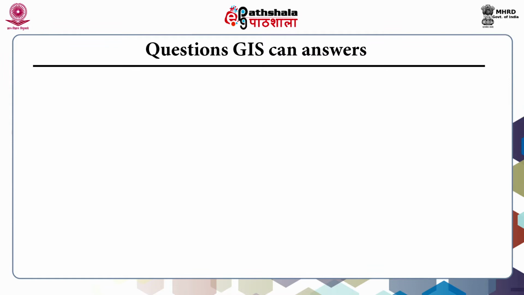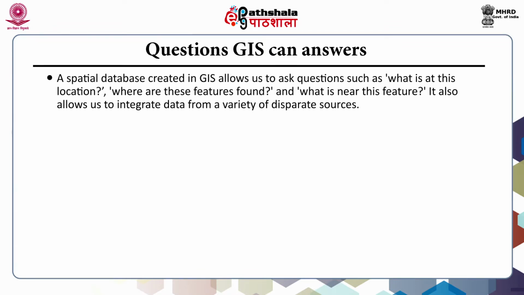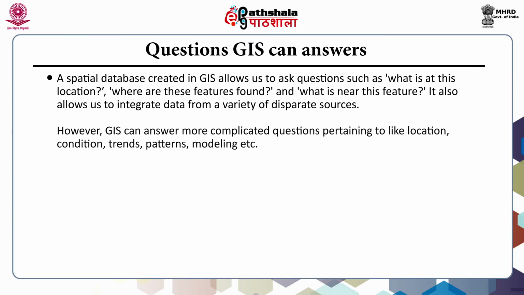Now the questions GIS can answer. A spatial database created in GIS allows us to ask questions such as: what is at this location, where are these features found, and what is near this feature. It also allows us to integrate data from a variety of disparate sources. However, GIS can answer more complicated questions pertaining to location, condition, trends, pattern, modeling, etc.